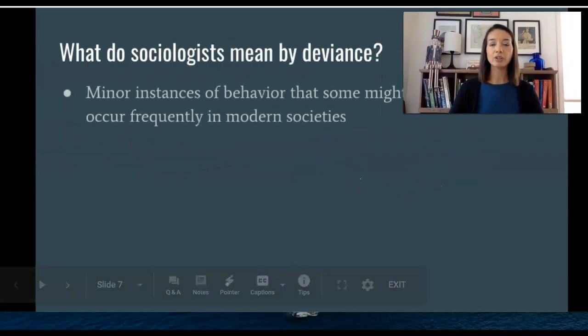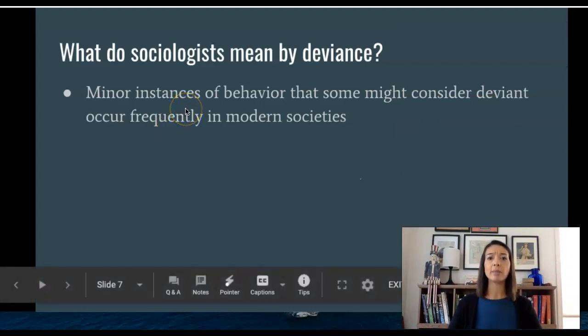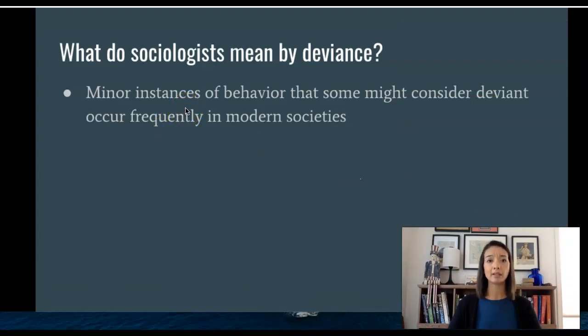And our first note reads that minor instances of behavior that some might consider deviant occur frequently in modern societies. So I have a question for you. Given this note right here, what are examples of this? What might be a minor form of deviance in our society? So I'll give you a second just to think.